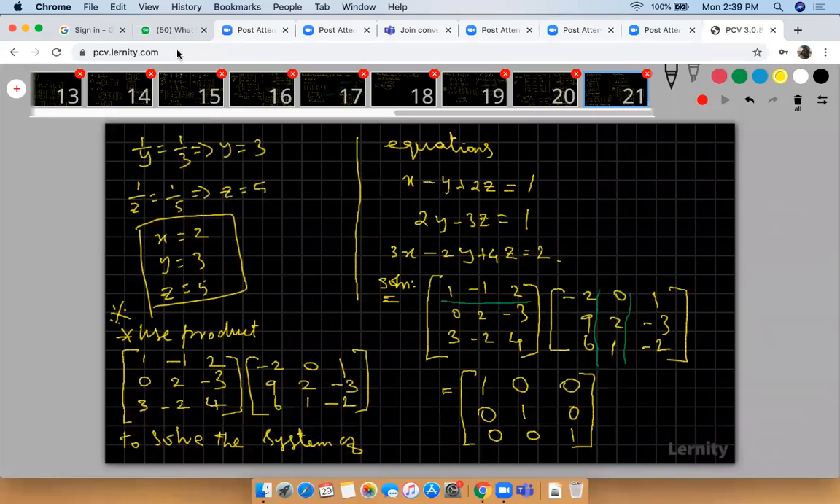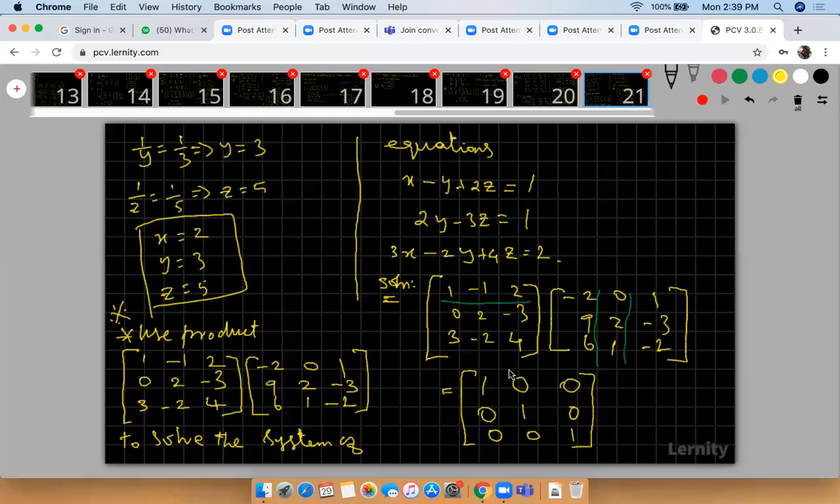I hope you can easily understand the product of the matrices. If you want, please send a message. I will work it out, writing all the necessary steps to find the matrix multiplication, how to multiply row by column. So therefore, this is matrix multiplication, and I am getting the identity.